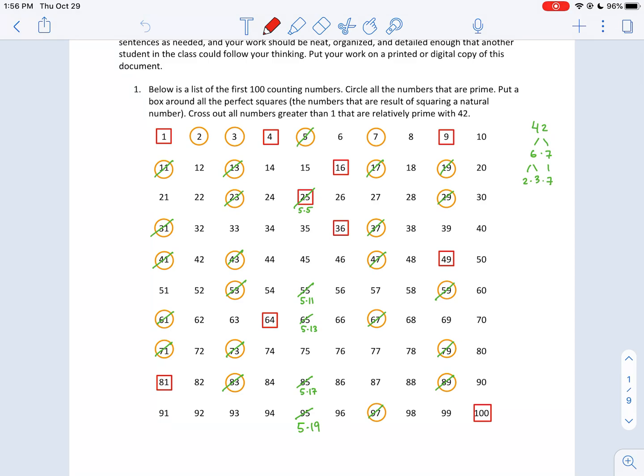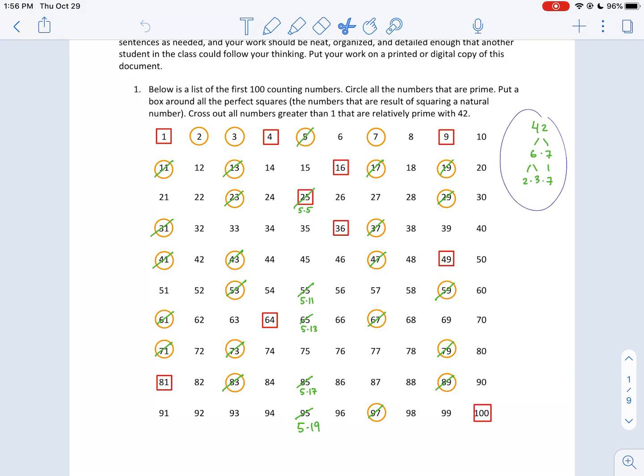So for question 1, I put in a red box all of the squares, the perfect squares. So 1 squared, 2 squared, 3 squared, etc., up through 10 squared. So there should be a total of 10 numbers in the red box. All the prime numbers are in orange. And then all the numbers that are co-prime with 42 that are greater than 1.